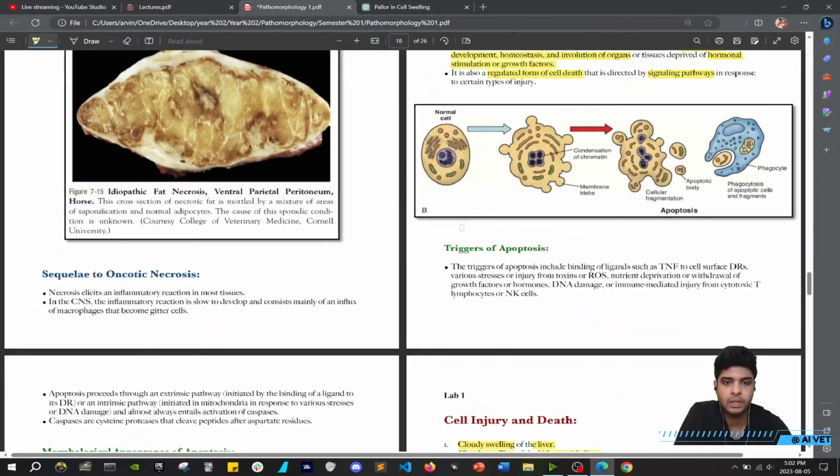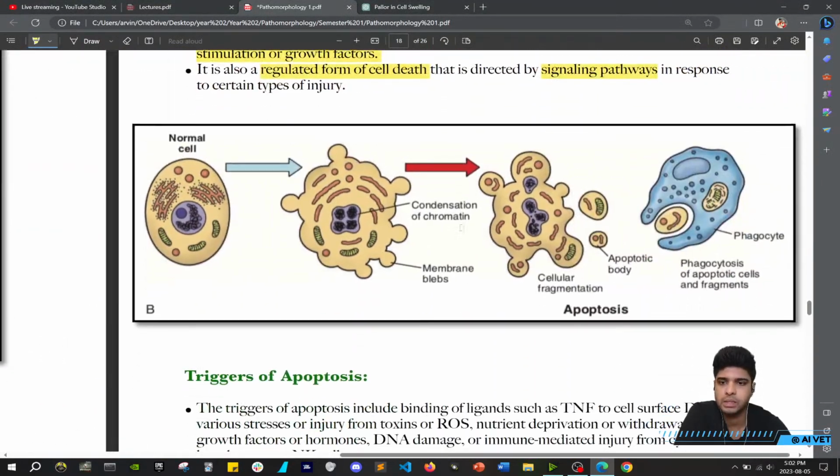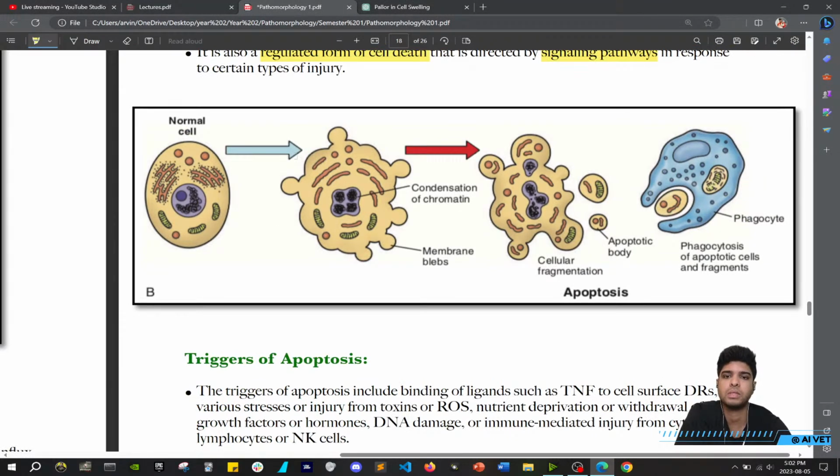What are the triggers of apoptosis? Let's just see the image. Normal cell. In apoptosis, condensation of chromatin happens. Membrane blebs form and then they start disintegrating, forming apoptotic bodies. Cellular fragmentation occurs, and then finally phagocytes do phagocytosis.